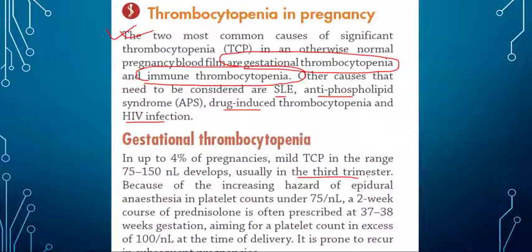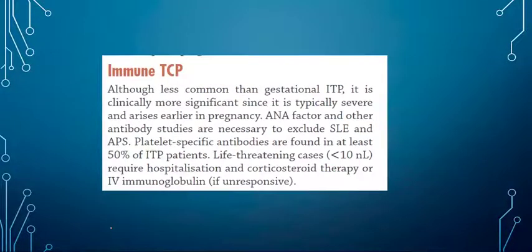Okay, but why is it important? Because of the increasing hazard of epidural anesthesia, when the platelet count goes down less than 75, a 2-week course of prednisolone is prescribed at 37 to 38 weeks of gestation. So normally at the end of the pregnancy, like the third trimester, you want to keep the platelet count more than 100. Okay, so just at that time, 37, 38 weeks of gestation, we will give a course of prednisolone.